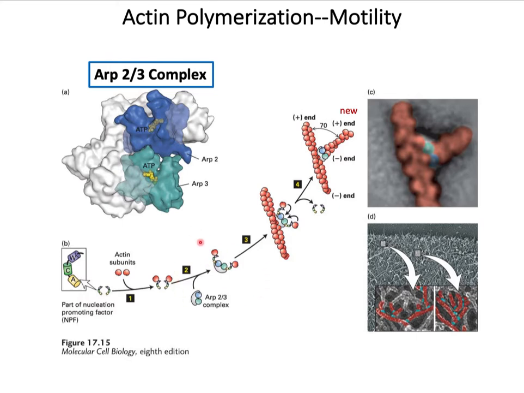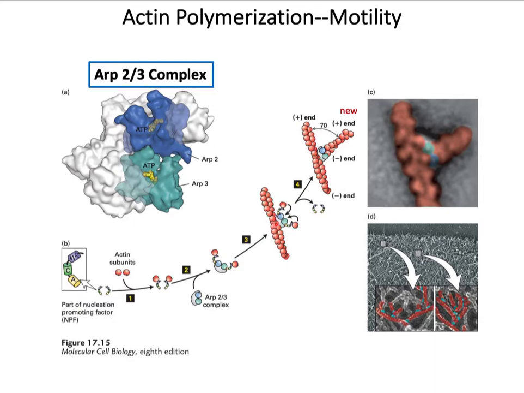This interaction induces a conformational change of the ARP2-3 complex, and it attains a high affinity for binding to the side of the actin filament, as shown here, right at step 3. So if the ARP2-3 complex is not interacting with NPF-actin, then it is in a conformation in which it cannot interact with the actin filament.